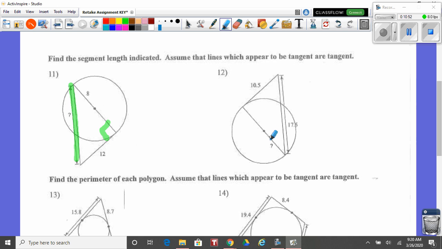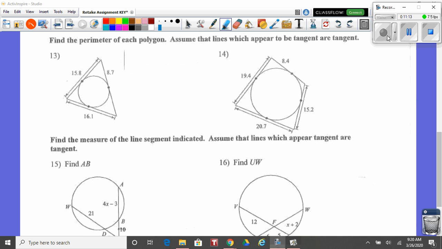You just have to be smart about what it's asking. In that first one, number 11, it's asking you to find the hypotenuse, the whole thing. In number 12, it is simply asking you to find only the radius. When you do the Pythagorean theorem, you're going to find the whole thing, and you just need to figure out what to do with that radius at the end.